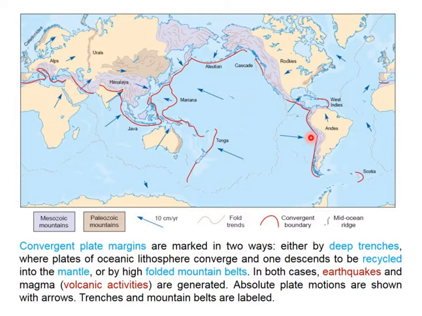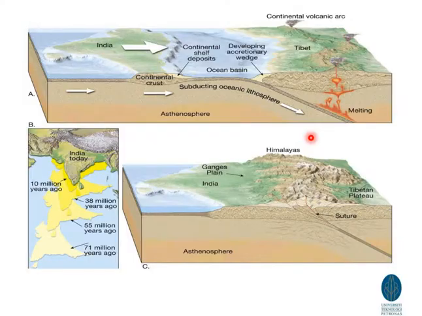The opposite plate motions are marked in the map as arrows, where the arrow length is proportional to the velocity. The trench and mountain belts are also marked in the map.